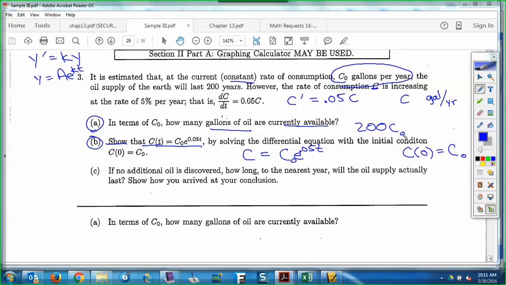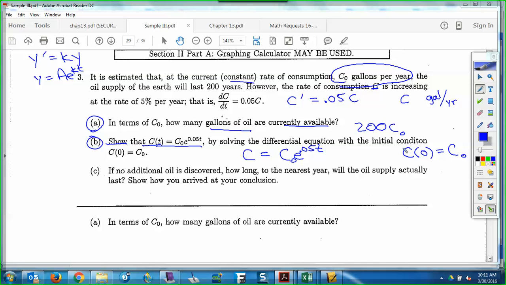It's much easier than you probably think. If you go through this, you're probably thinking there's some whole big antiderivative, but no. They said in the problem that we're using c sub 0 gallons per year. Let's just say we're using 5 gallons per year, and it's going to last for 200 years. So how many gallons do we have to have? If we're using 5 gallons every year and it's going to last for 200 years, 1,000 gallons, 200 times 5, right?